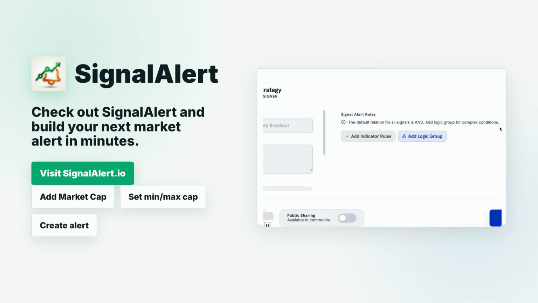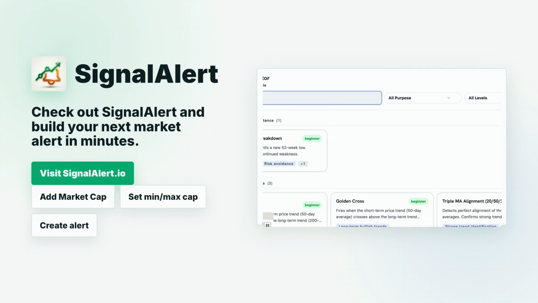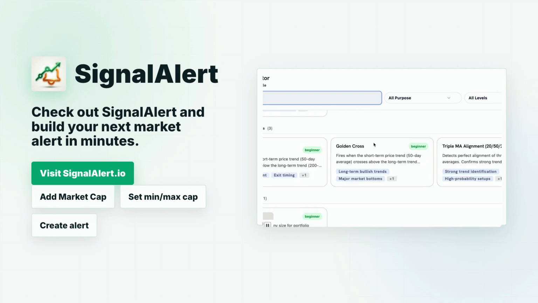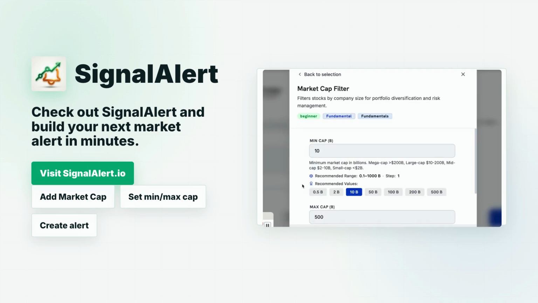In Signal Alert, add market cap filter, choose the company size range you care about, and combine it with a price, trend, volume, or event alert. The goal is simple. Let Signal Alert watch the type of stocks that fit your plan instead of every stock in the market.